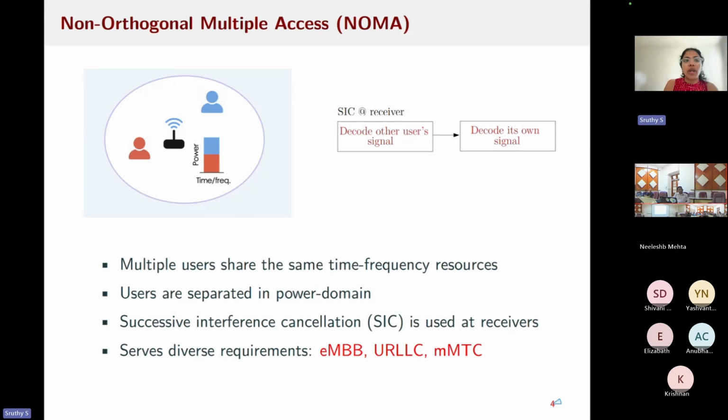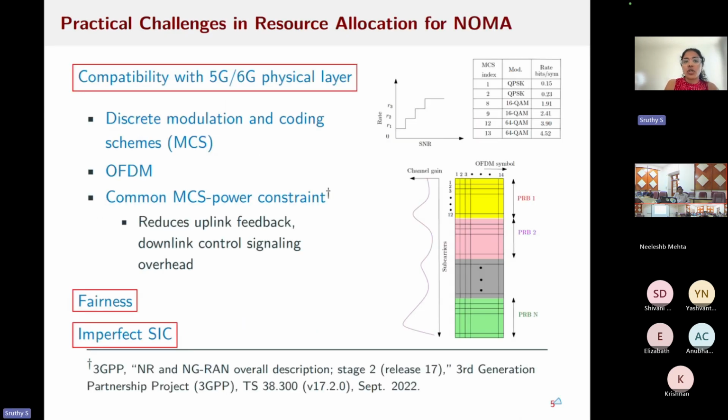That is exactly the question we have addressed in this thesis. How do we design practical resource allocation algorithms that can realize the performance gain of NOMA? So let's first look into the practical challenges in these resource allocation problems.